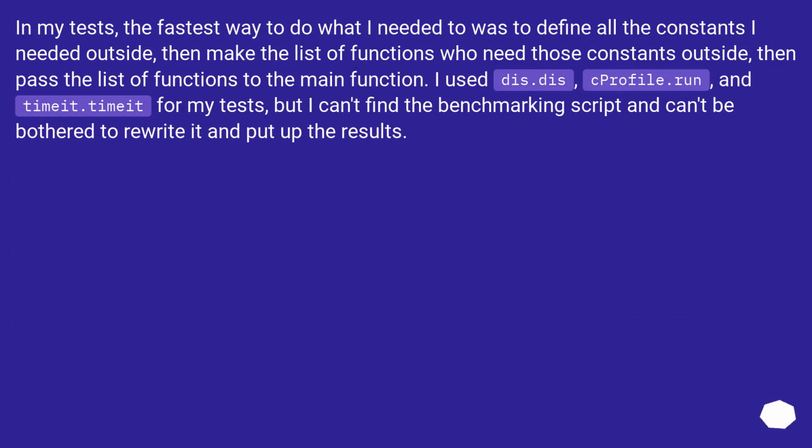In my test, the fastest way to do what I needed to was to define all the constants I needed outside, then make the list of functions who need those constants outside, then pass the list of functions to the main function. I used dis, profile.run, and timeit.timeit for my tests, but I can't find the benchmarking script and can't be bothered to rewrite it and put up the results.